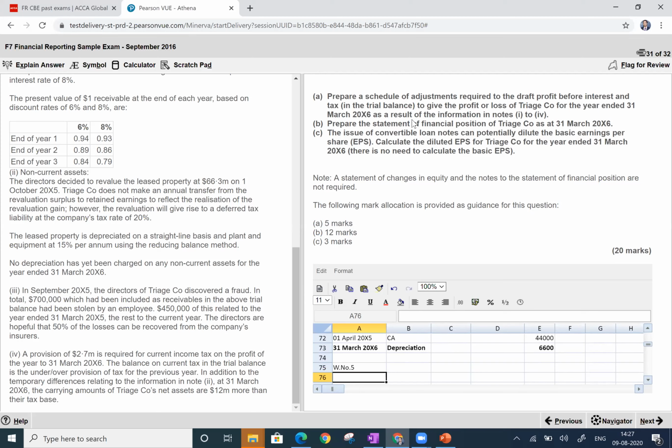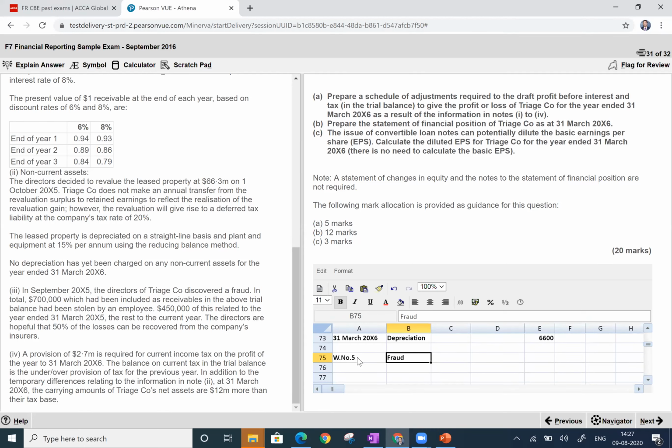Working note number 5, I presume. Yes, working note number 5. Something about fraud. So what was the fraud? In total, 700,000, which had been included as receivable in the trial balance, had been stolen by an employee. Okay, so there is no such receivable actually. The receivables have actually paid this amount, but it has been stolen.